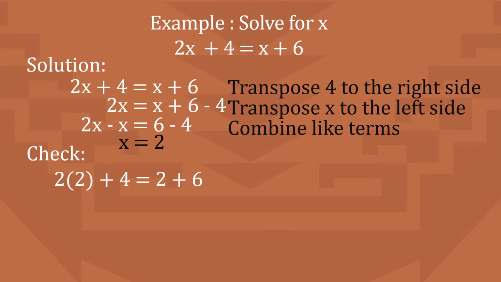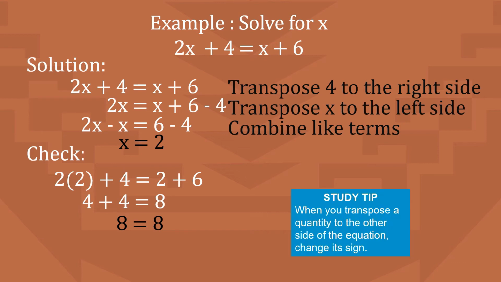Substitute the value of x to the equation. It will become 2 times 2 plus 4 equals 2 plus 6. 2 times 2, 4, plus 4 equals 8. 4 plus 4 equals 8. 8 equals 8. Study tip: when you transpose a term to the other side of the equation, change its sign.